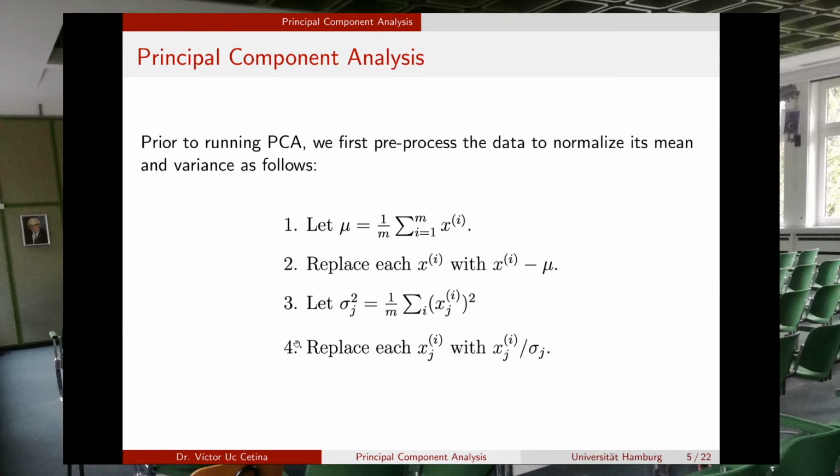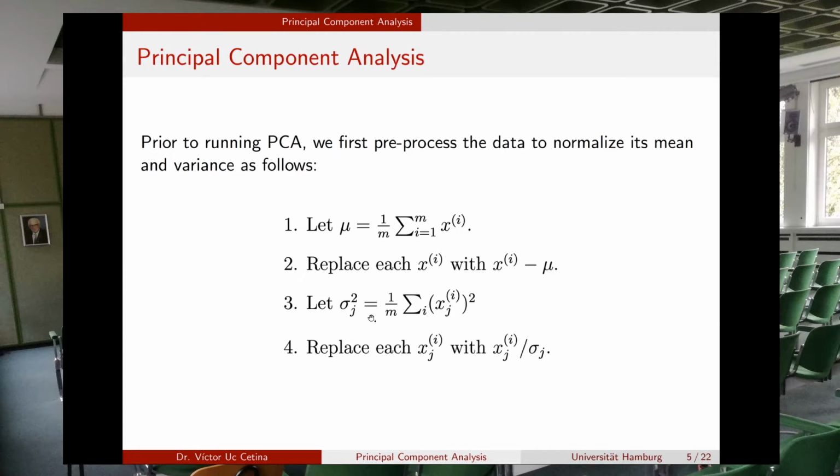And steps 3 and 4 are optional. So if you have a problem in which the variables in each of the dimensions of the vectors are in the same scale, suppose for example that you're talking about images and the grayscale, each of the variables are in the same scale, for example between 0 and 255, then you don't need to normalize, you don't need to execute steps 3 and 4.